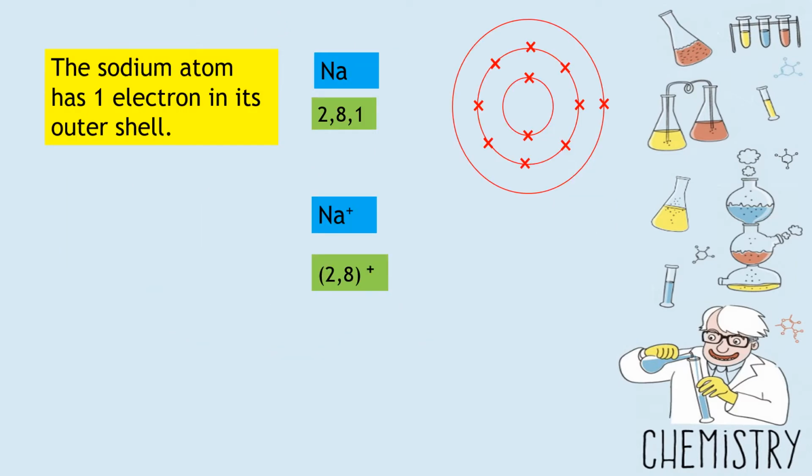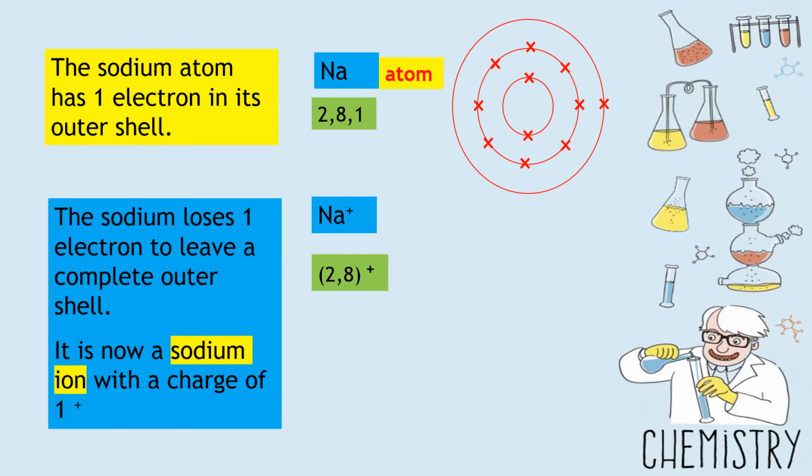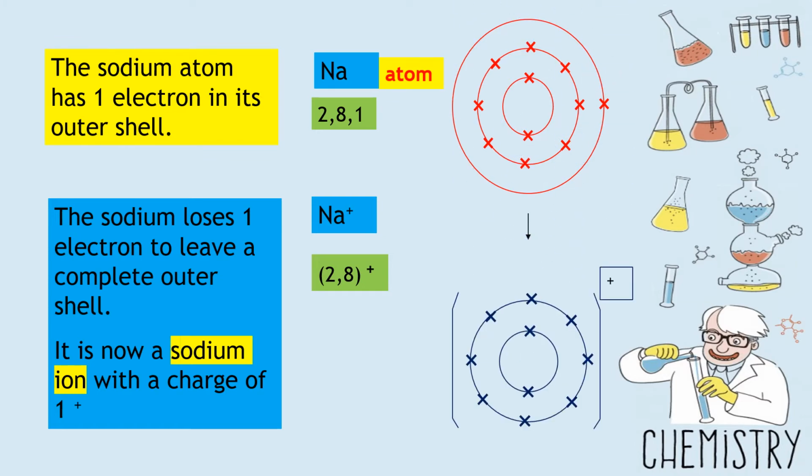What are they going to do is, they need to do like this. The sodium atom needs to lose one electron, or needs to transfer its one valence electron to the chlorine atom.